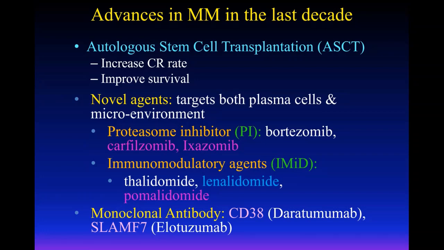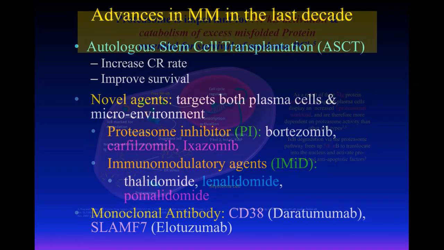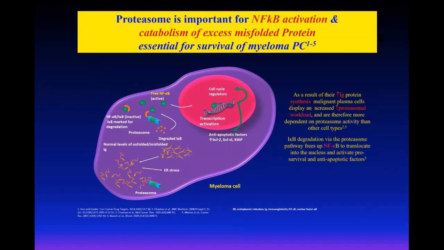Why is a proteasome inhibitor useful? Proteasome is a very important cellular organelle for the survival of myeloma for two reasons. One is that NF-κB is the cellular pathway that confers survival to myeloma cells. It is constitutively activated in myeloma, and this is due to the function of the proteasome, which degrades IκB that inhibits NF-κB from translocating to the nucleus. Therefore, the proteasome is important for the activation of NF-κB in myeloma cells.